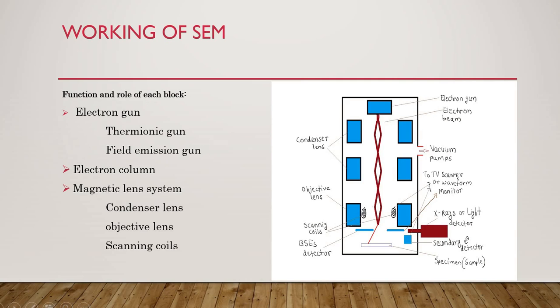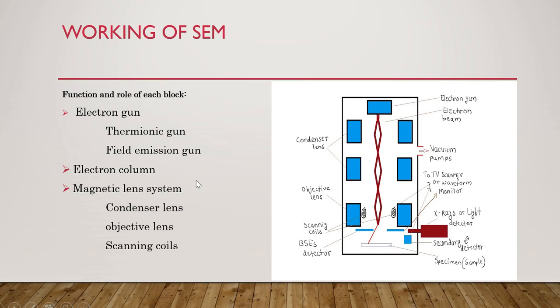Then, working of SEM. So this is the diagram of the SEM instrument. This is the condenser lens, objective lens, this is the electron gun, this is the electron beam, vacuum pump, these are the scanning coils, these are the backscattered electron detector, this is the X-ray or light detector and this is the secondary electron detector. So we will see the function and role of each block.